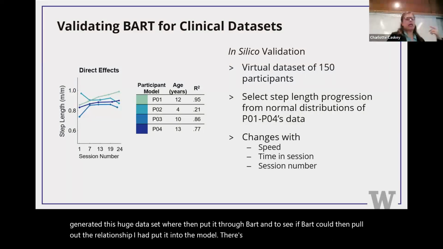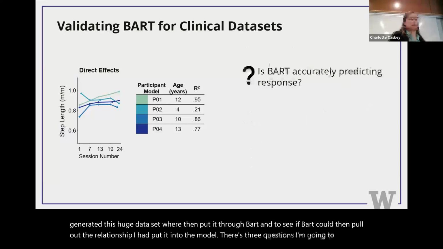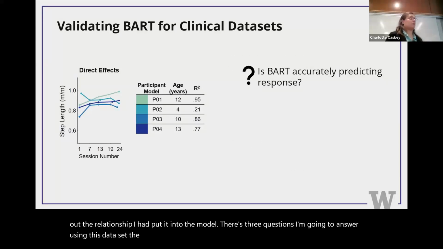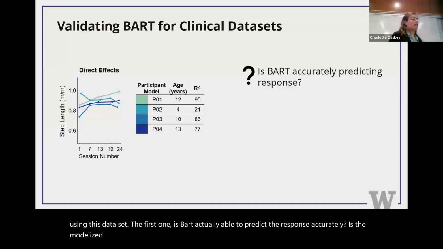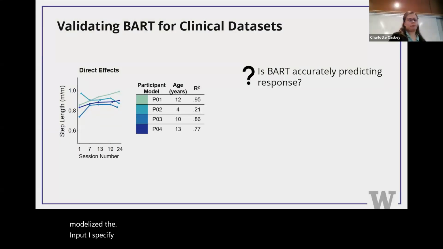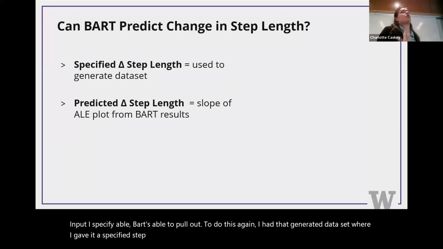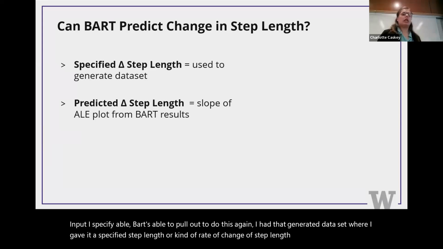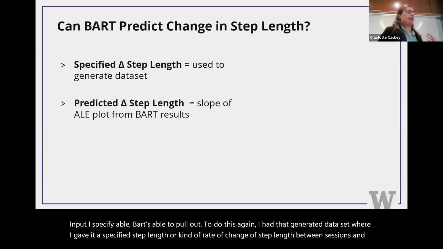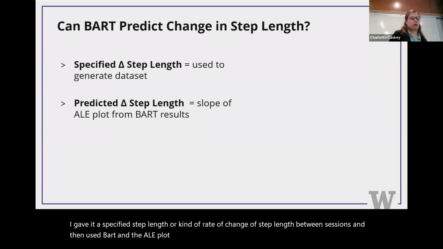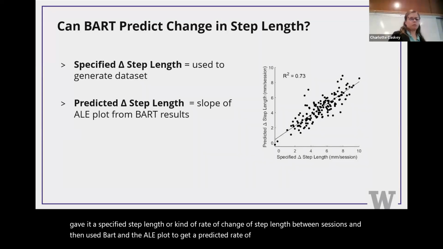And there's 3 questions I'm going to answer using this data set. The first one is: is BART actually able to predict the response accurately? Is the input I specify what BART is able to pull out? To do this, again, I had that generated data set where I gave it a specified rate of change of step length between sessions, and then used BART and the ALE plot to get a predicted rate of step length.